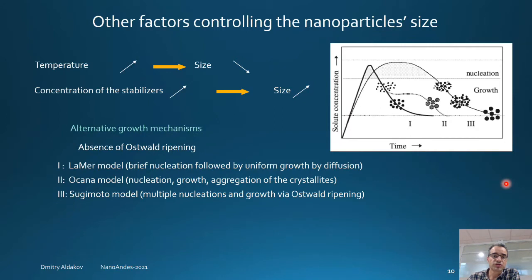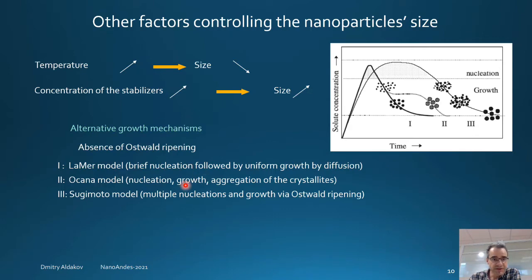We can also control the nanoparticle size by some other methods, for example, easily by temperature. We increase the temperature, we increase the supersaturation, we create more nuclei, and that's why at the end we have smaller size. If we increase the concentration of the stabilizers, like ligands and so on, we slow down this nucleation process, and that's why at the end we will have larger size.